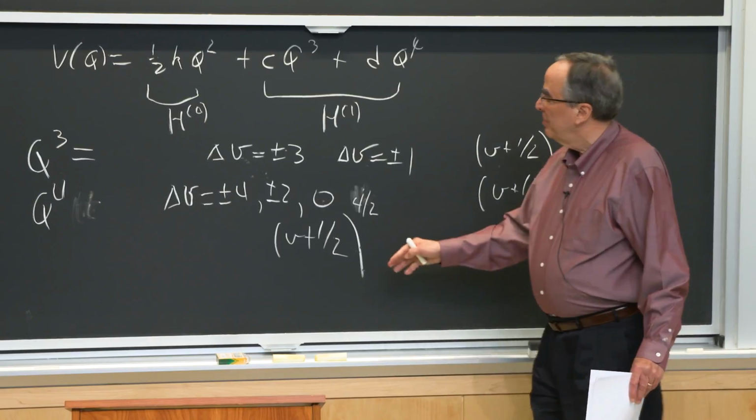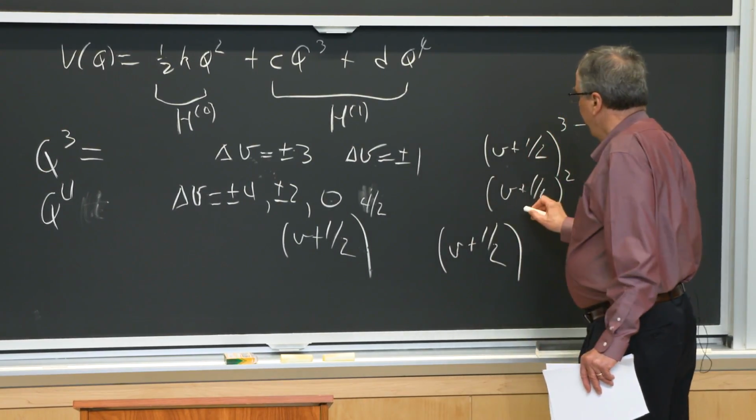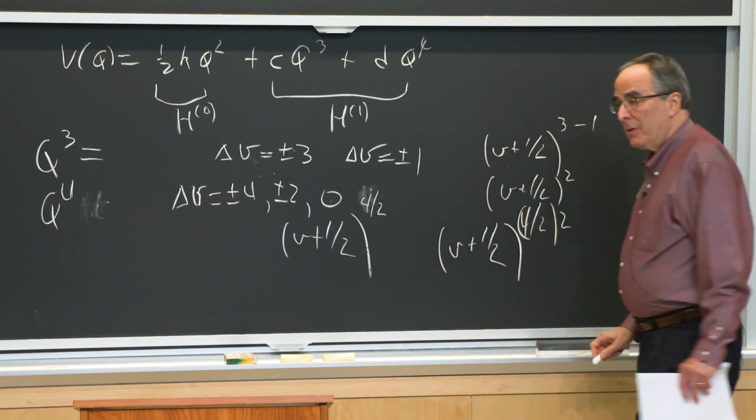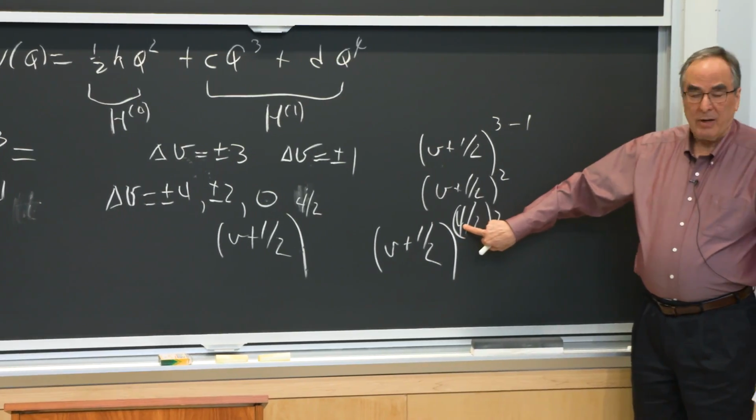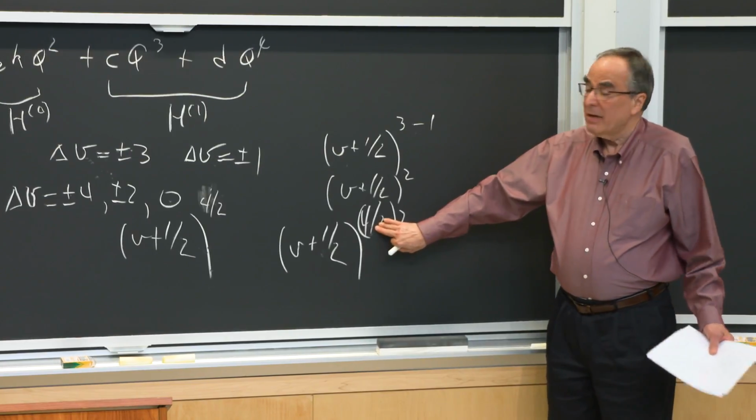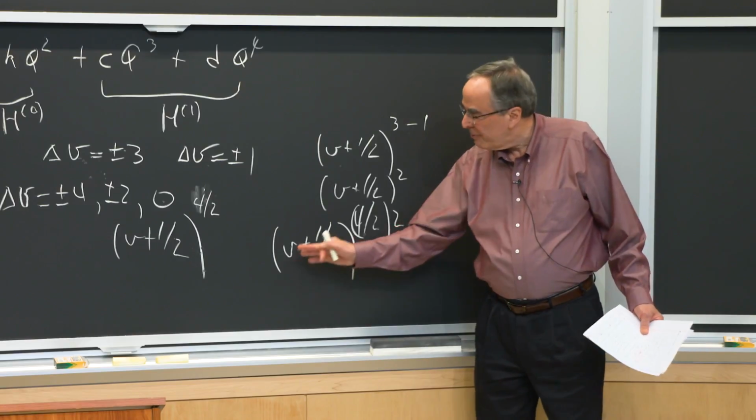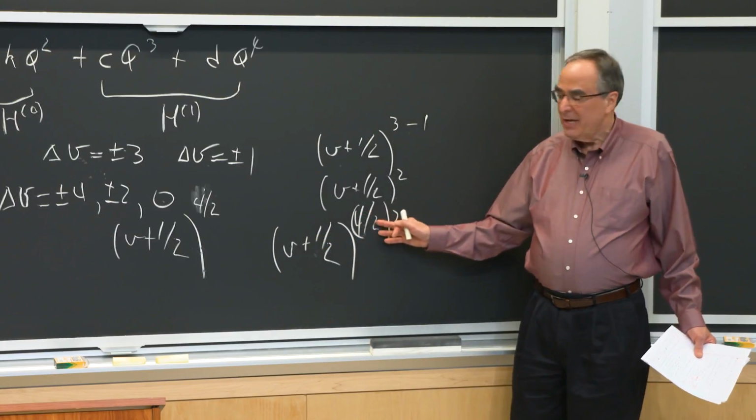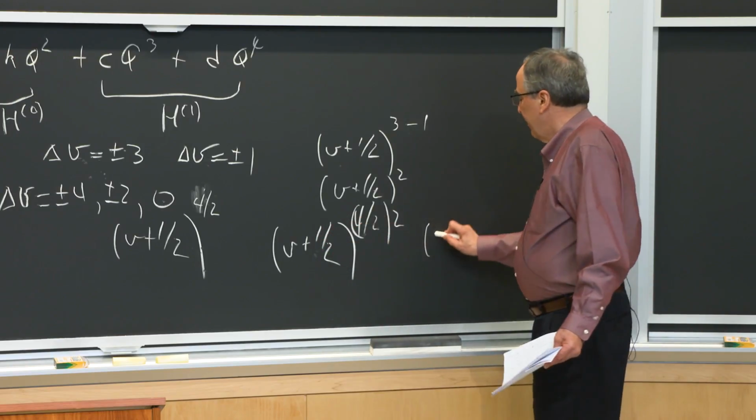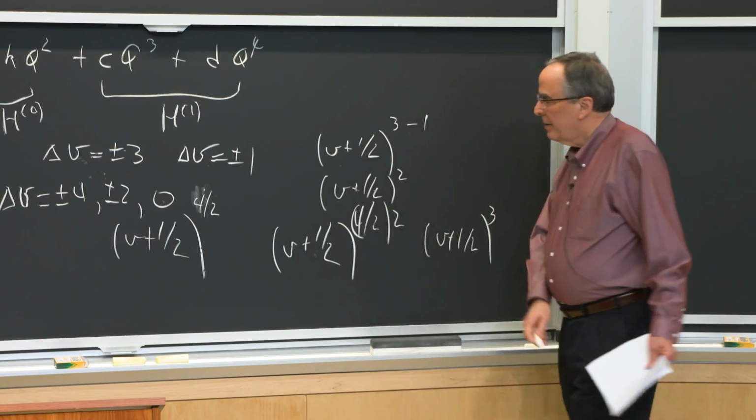We also have terms that are (v + 1/2) to the 4/2 times 2. So we can have matrix elements to the 4th, because it's the 4th power term, we get 4/2. And because it's squared, we multiply by 2. And then we lose the highest order. So we get from this (v + 1/2) to the 3rd power.